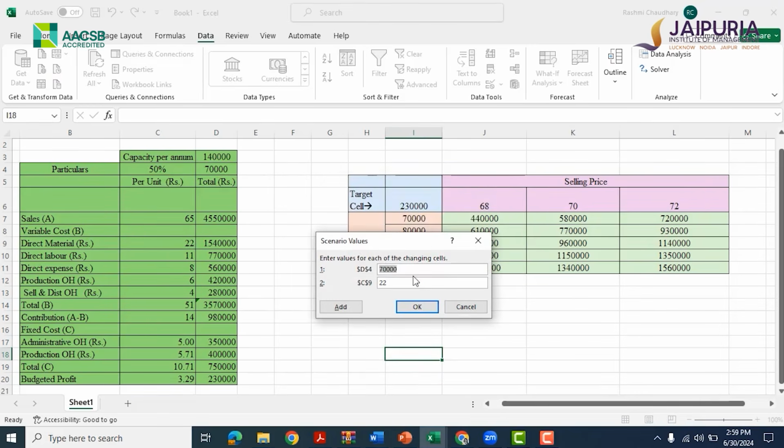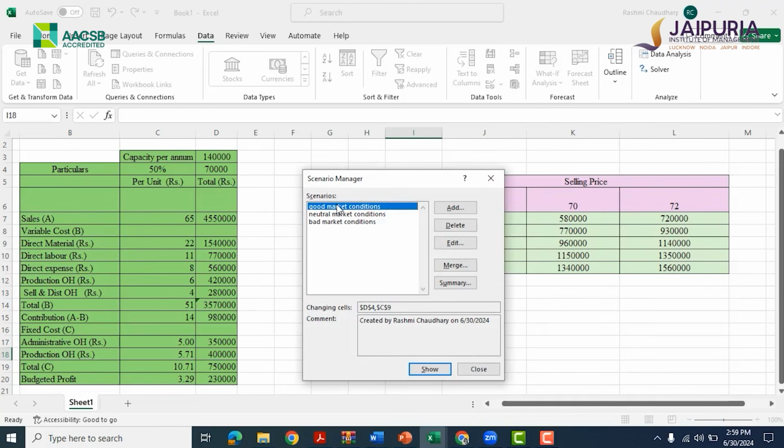Again, okay. So under bad market conditions, you are not able to sell that much. Rather, you will be able to sell only 50,000 units. But the material price has increased by 2 rupees. So again, in this condition also, the material price is 24 rupees. So let's press OK. So now we have three conditions: good market condition, neutral, and bad market conditions.